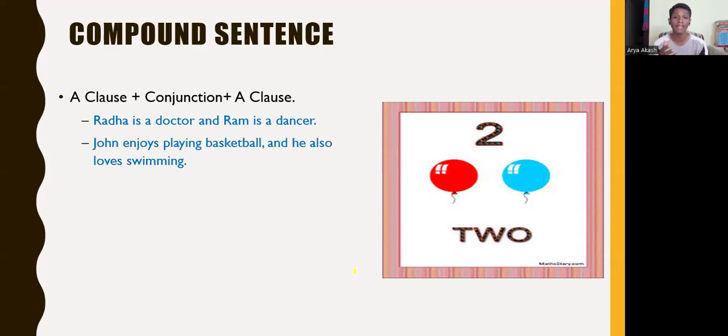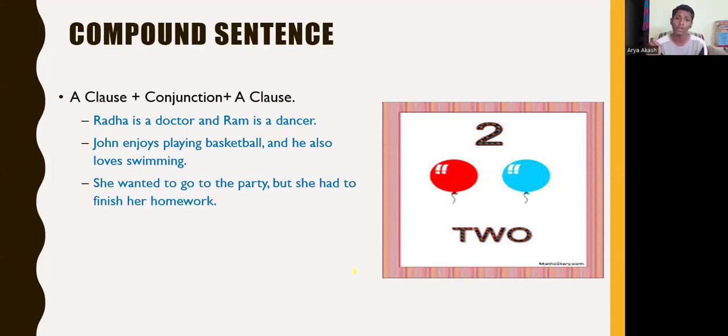John enjoys playing basket. This is one expression. He also loves swimming. Second expression. We're talking about two complete thoughts. Ram enjoys playing basket. He also loves swimming. Possible, one person can have two choices, two hobbies, two interests. So when we are communicating two things in one sentence like this, we form a compound sentence.